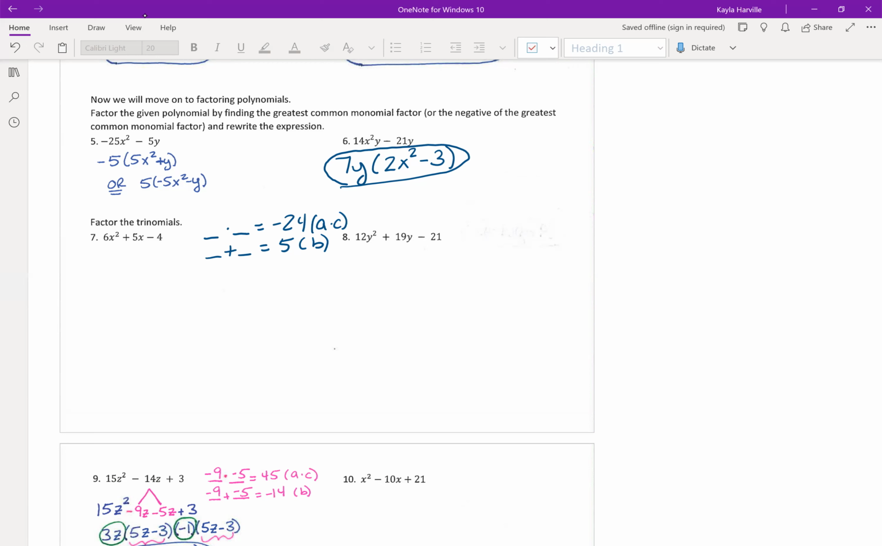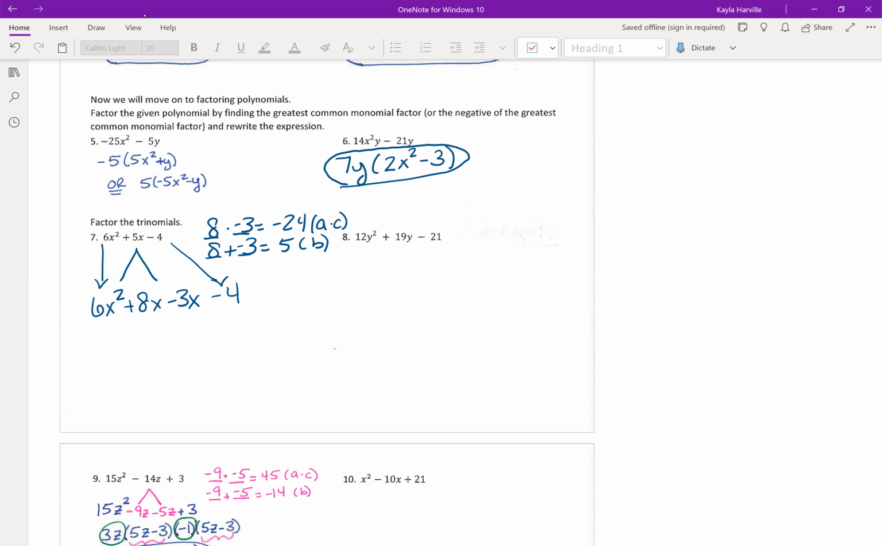Looking at this, I can see that 8 and negative 3 are the two numbers that would satisfy this. So we're going to factor by grouping. The 6x squared comes down. We're going to split 5x into two terms, so positive 8x minus 3x, because we said 8 minus 3 is 5. And then we're going to bring the negative 4 down.